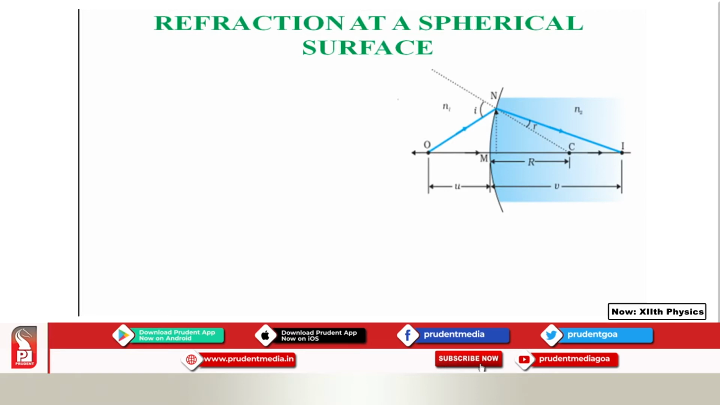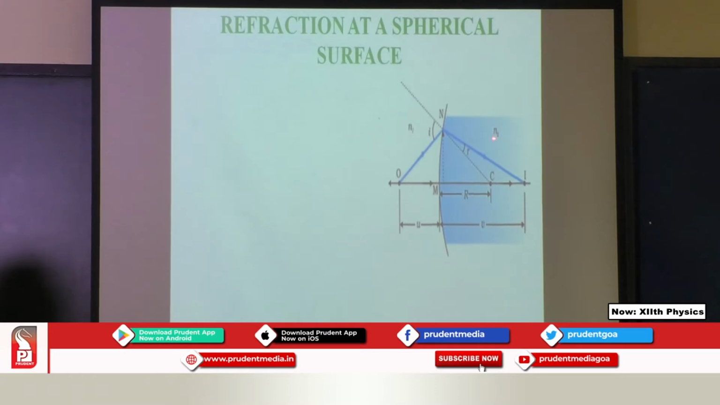Can you see we have got a curved surface? That's a curved surface separating the two media. N1 is the refractive index of this medium, and N2 is the refractive index of the second medium. I can say it's a denser medium and a rarer medium. We have the point object O, the ray of light hits the refracting surface and gets refracted, and the final image we get is at I.